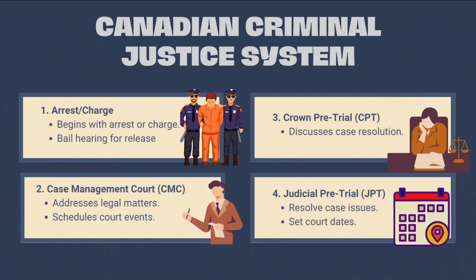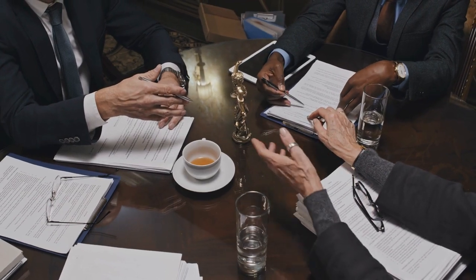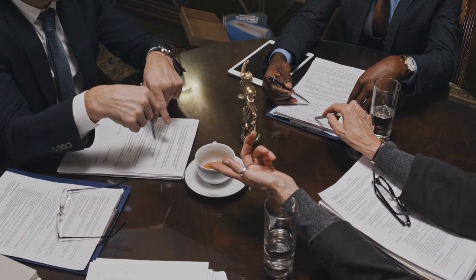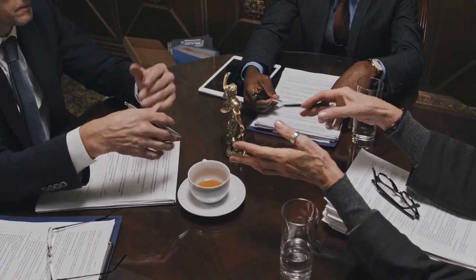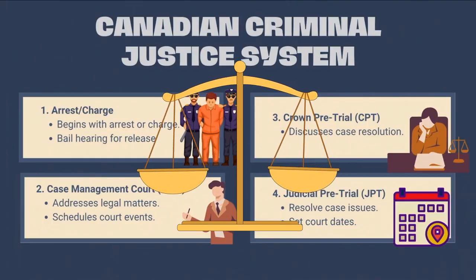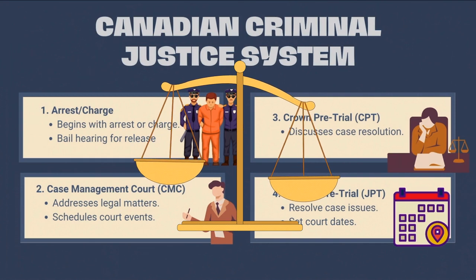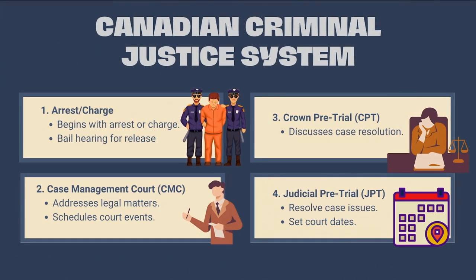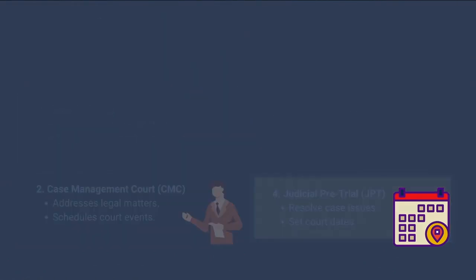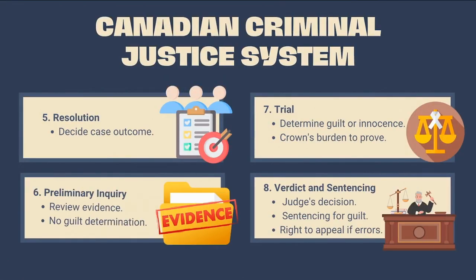Judicial pretrial is another meeting, but it's with a judge, the Crown, and the defense. They try to solve problems before the trial. Maybe they'll agree to drop charges, try something different, or go for a guilty plea. If the case isn't resolved, a date is usually set for a guilty plea, preliminary inquiry, or a trial. The resolution is where they decide what's going to happen.